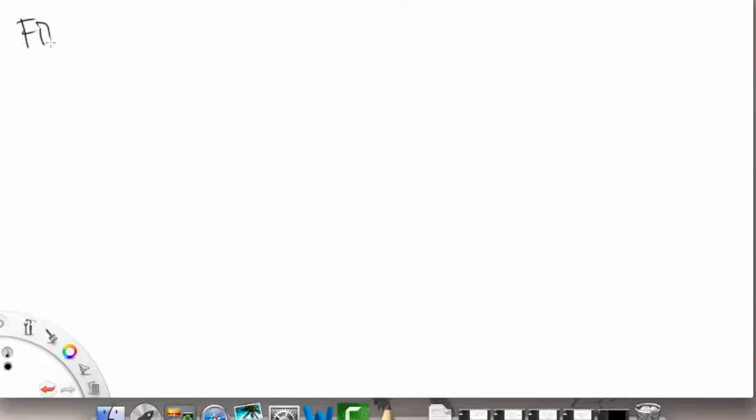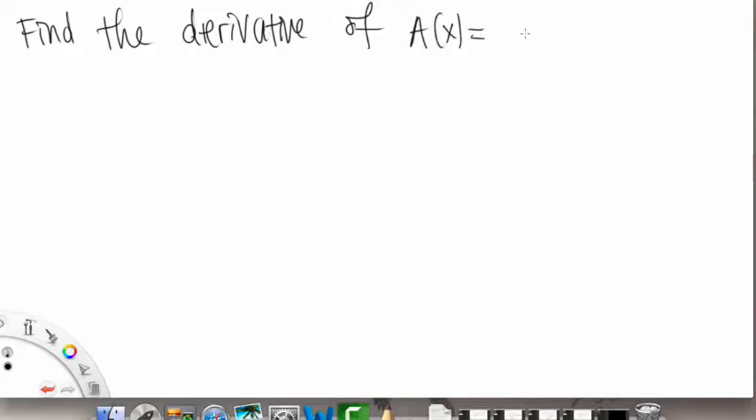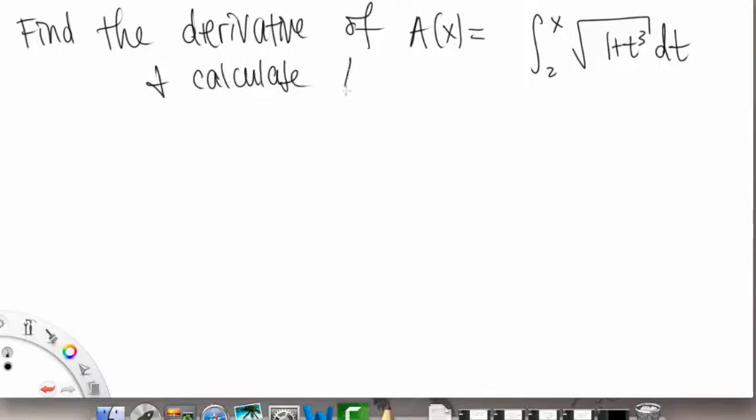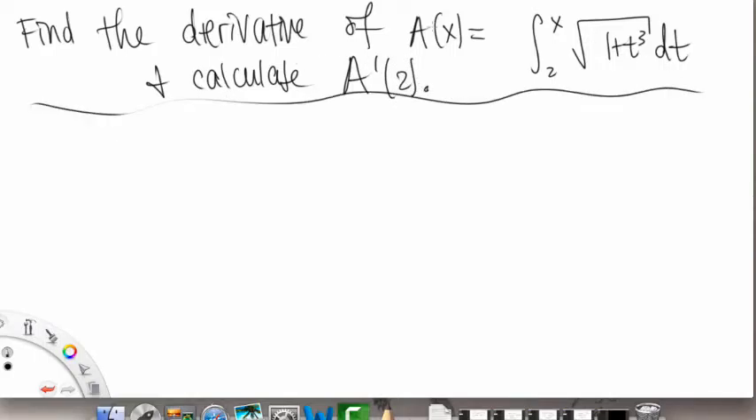What we're going to do is find the derivative, now not the antiderivative, but the normal derivative of, let's say, the function A of x is equal to the integral from 2 up to x of the square root of 1 plus t cubed, and then our dt. And we're going to calculate A prime of 2. So first of all, we have to find A prime. So we want to find the derivative of that.